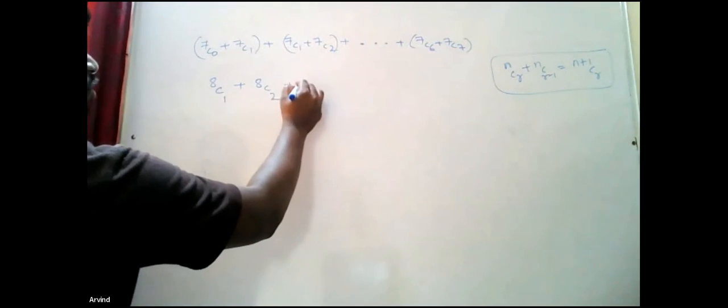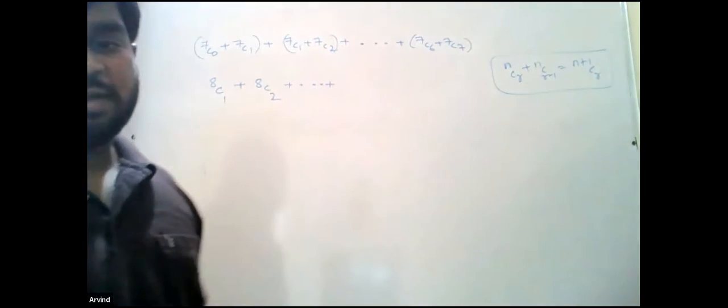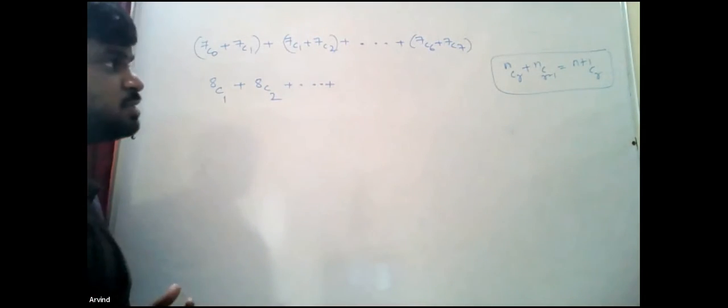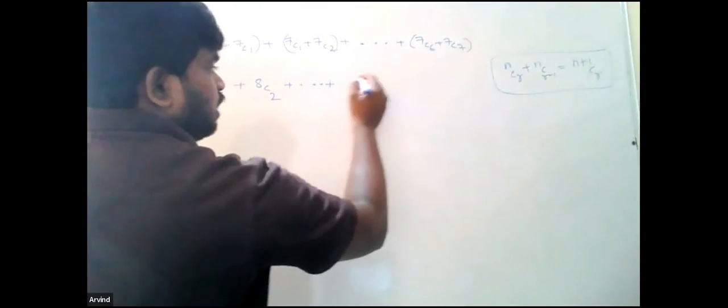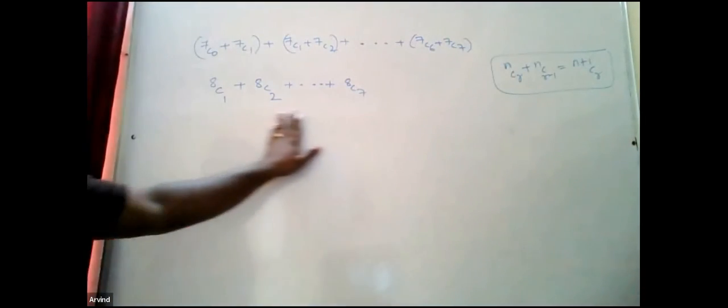So on up to 7C6, 7C7 will become what? 7C6, 7C7. What should I write it as? Same formula. I'll write it as 8C7. Now I have to find the value of this.